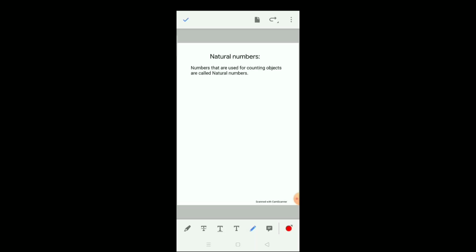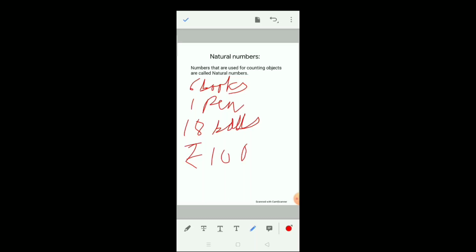Numbers that are used for counting objects are called natural numbers. For example, while counting objects, we say 6 books, 1 pen, 18 balls, 100 rupees, etc.